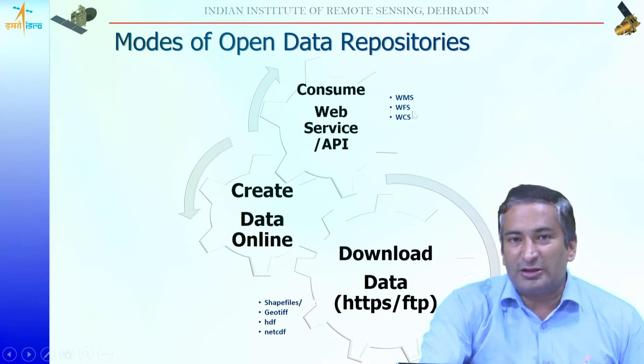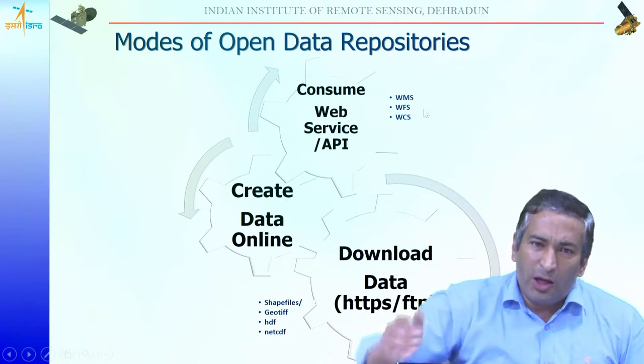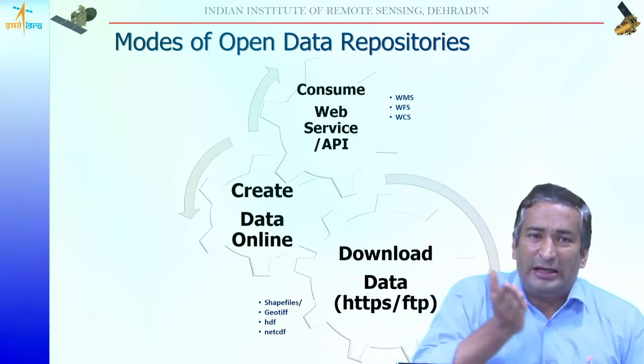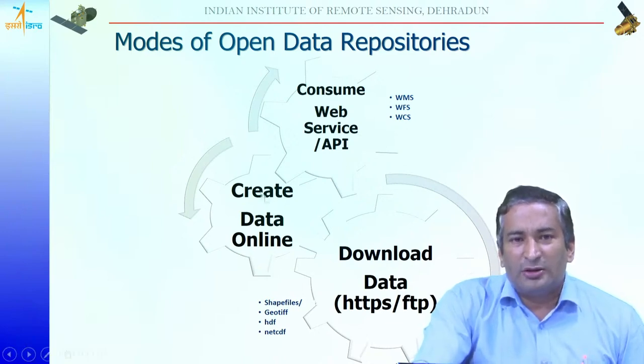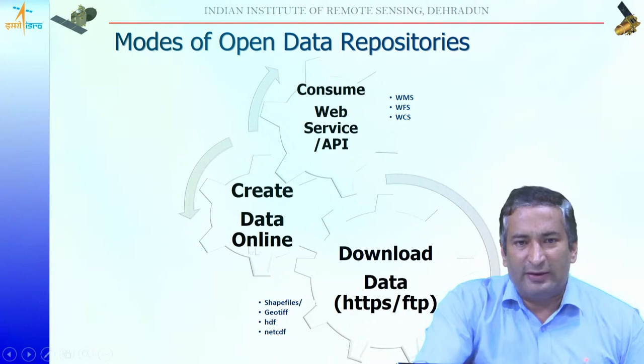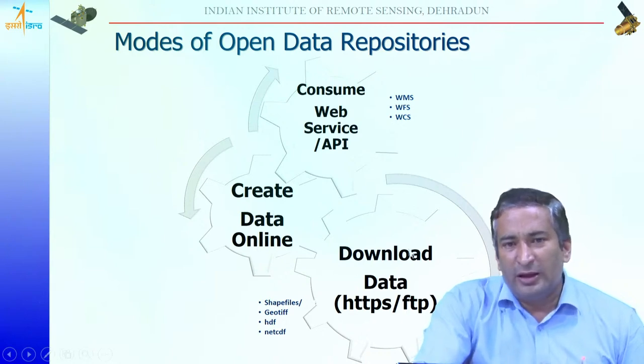There are web feature services also, and web coverage services also. So these are three basic mechanisms wherein you can access the data remotely without getting it downloaded to your PC. So you can directly use it over there. And also, suppose you want to create some data online, so that can also be created in online mode as well.